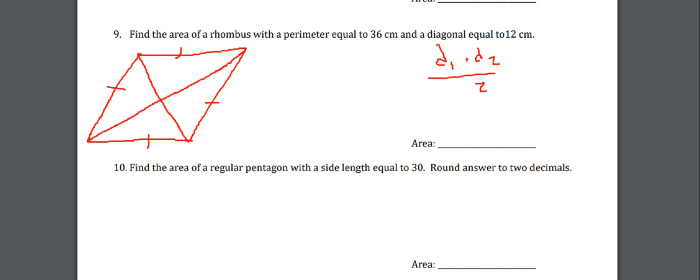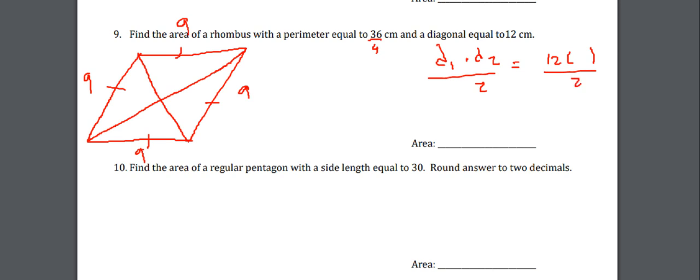So if they're all the same and they're all 36, if I go 36 divided by 4, it means that each of these sides is 9. Okay? And it says one of the diagonals is 12. Okay, cool. Well, we know one of them is 12. I just got to figure out what this other diagonal is.